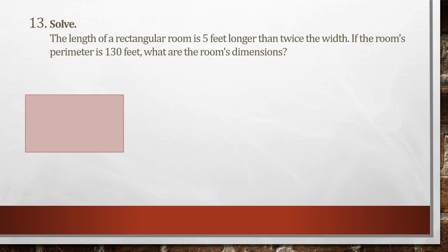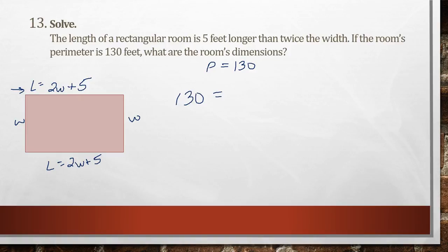So number 13 says, solve. The length of a rectangular room is 5 feet longer than twice the width. So let's say that this is our length, so that's 5 feet longer than 2w, twice the width. If the room's perimeter is 130, so P equals 130, what are the room's dimensions? So we know that this was the length, right? L equals this. Now opposite sides are always the same, and we know that these are the w's, right? So perimeter is just the addition of everything in this rectangle. So we're just going to add up everything and set it equal to 130.